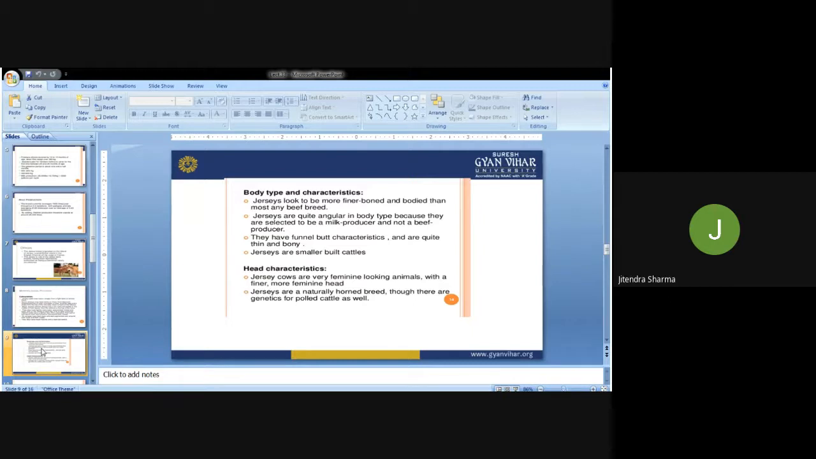Head characteristics. Jersey cows are very feminine looking animals, with a finer, more feminine head. Jerseys are a naturally horned breed, though there are genetically polled cattle as well.